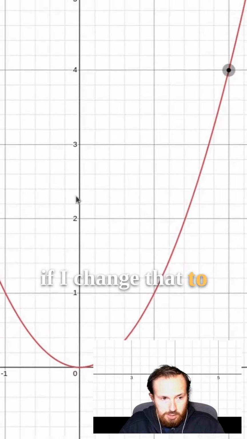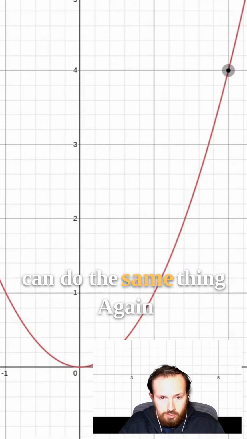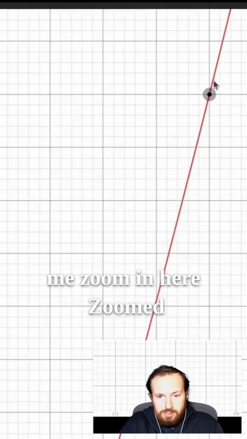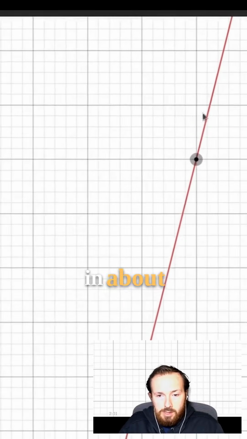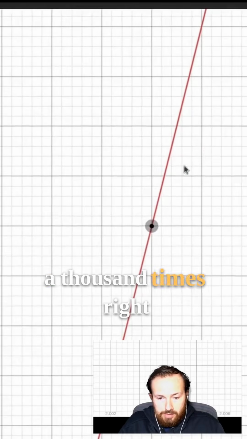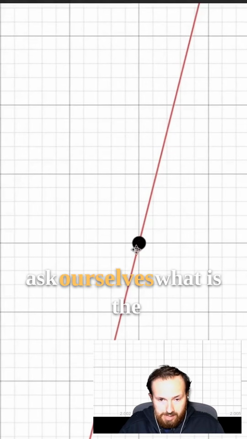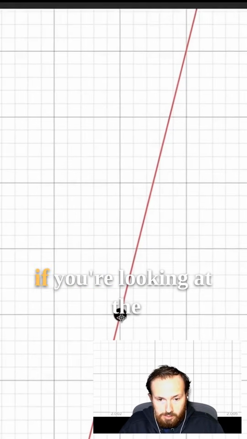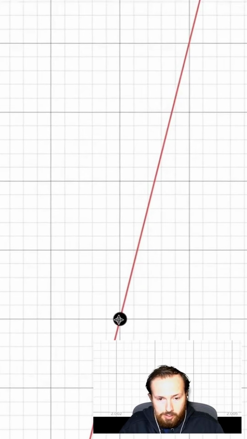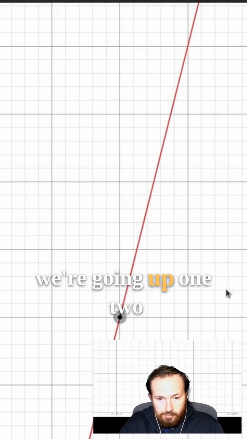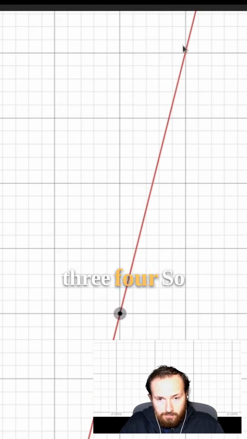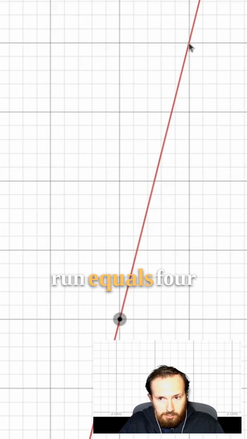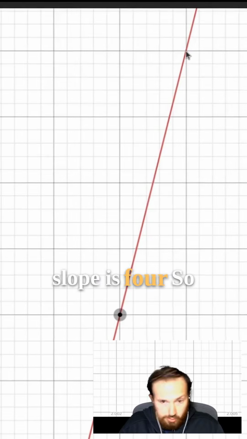If I zoom out a little bit more, and let's change this to 2, we can do the same thing. Again, same curve, we're just zooming in at a different spot. So now let me zoom in here. Zoomed in about 1,000 times right now, and let's ask ourselves, what is the slope? If you're looking at the larger squares, we're going to the right 1, and we're going up 1, 2, 3, 4. So rise is 4, run is 1, rise over run equals 4 over 1. So the slope is 4.